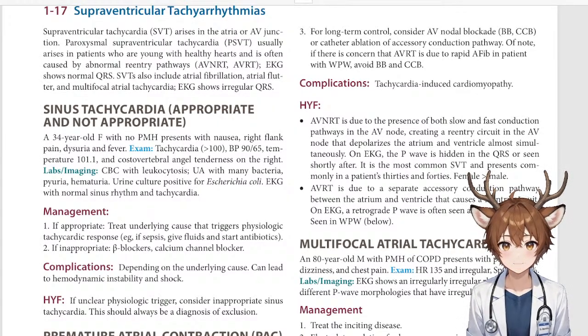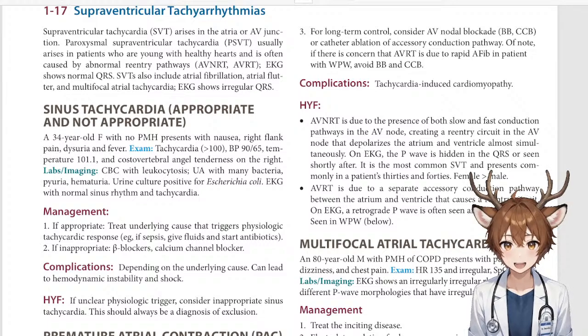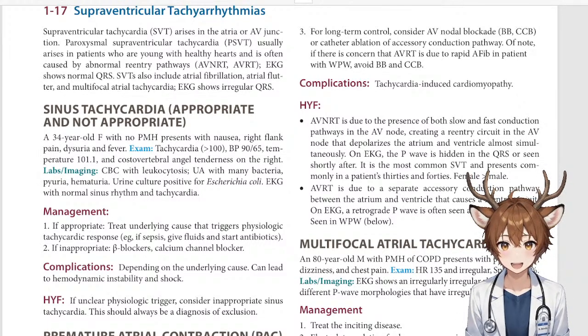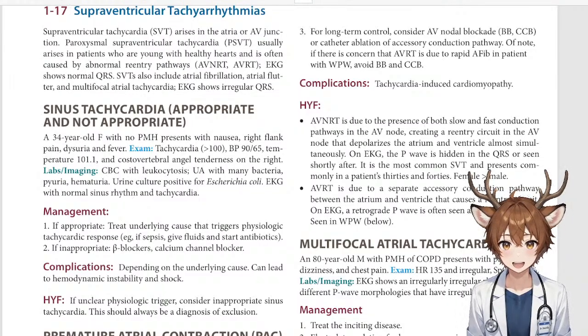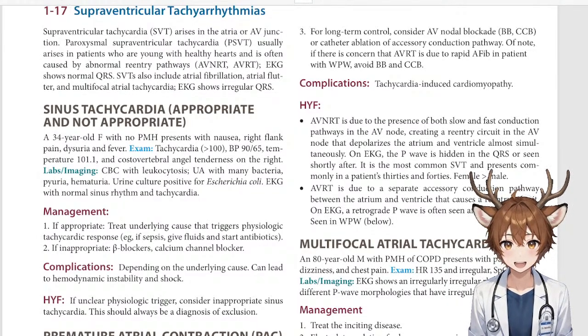female greater than male. AVRT is due to the separate accessory conduction pathway between the atrium and the ventricle that causes a reentry circuit. On EKG, a retrograde P wave is often seen after a normal QRS, seen in Wolff-Parkinson-White, which is below.